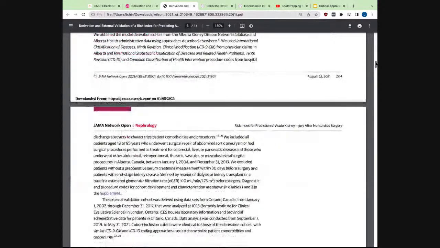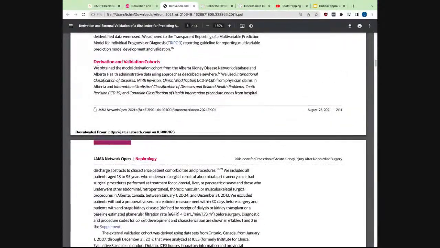Then in the derivation and validation cohort, this is really important because I read this to see what sort of database they use, whether it is big enough, and what sort of definition they use. Okay, so they use a large database. Apparently, they have approaches that are described fully in other places. And then there are many definitions.